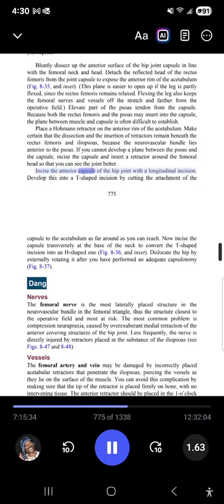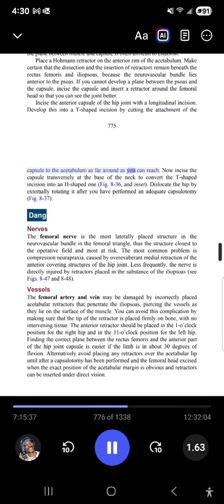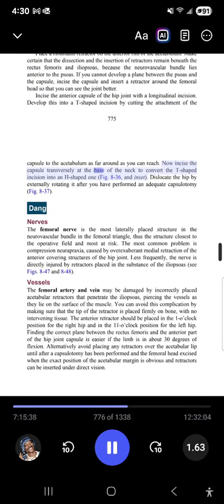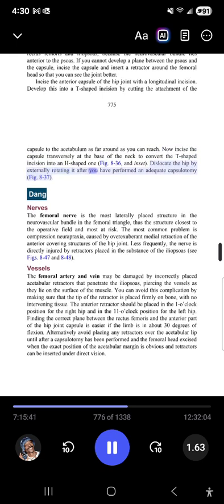Incise the anterior capsule of the hip joint with a longitudinal incision. Develop this into a T-shaped incision by cutting the attachment of the capsule to the acetabulum as far around as you can reach. Now incise the capsule transversely at the base of the neck to convert the T-shaped incision into an H-shaped one. Figure 8-36 and insert. Dislocate the hip by externally rotating it after you have performed an adequate capsulotomy.